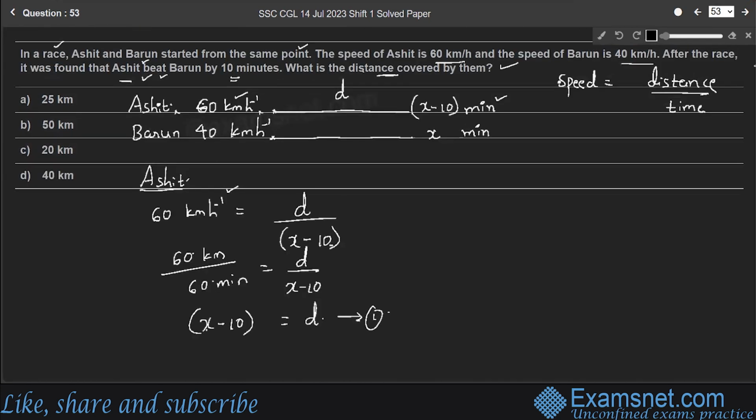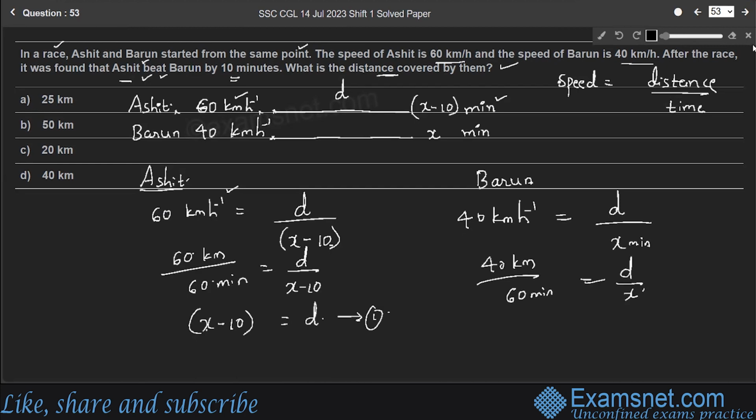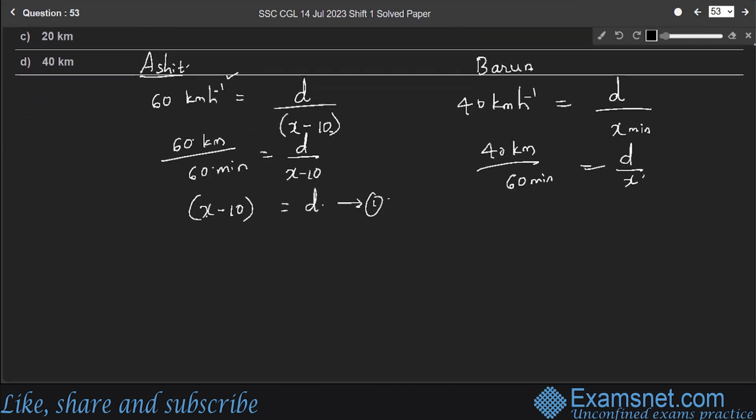Now consider the case of Varun. Varun is moving with the speed of 40 km per hour, which is equal to distance by time. So he covers the same distance in X minutes. Right? So 40 km per hour divided by 60 minutes is equal to D by X. Therefore, 4 by 6, which is nothing but 2 by 3, is equal to D by X, or you can take it as 2x by 3 is equal to D.